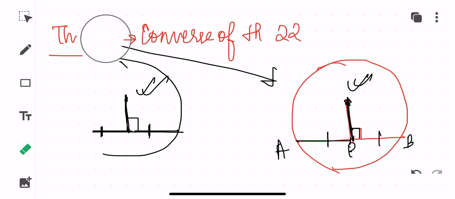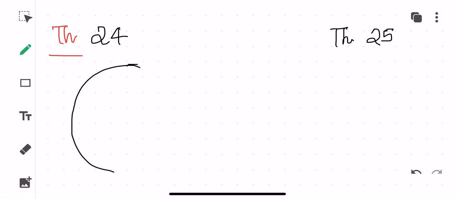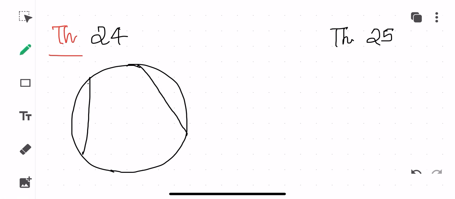Now similarly, we'll be moving to theorems 24 and 25 simultaneously so that you understand. So this is my theorem 24, and then I'll be discussing theorem 25 here. According to theorem 24, equal chords of a circle are equidistant from the center. It means what? Suppose this is my circle and I am drawing here two equal chords. What is an equal chord, children? Equal chord means suppose I am taking that AB is equal to CD. This is the assumption that I am making.